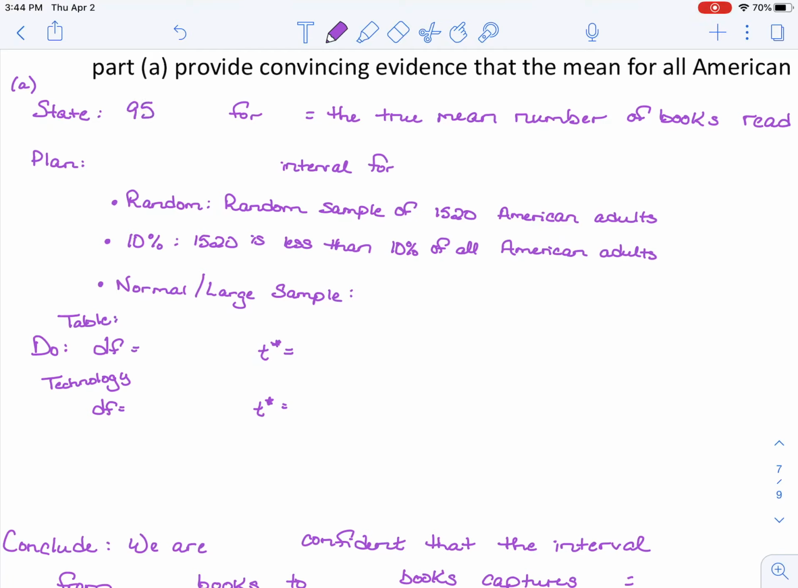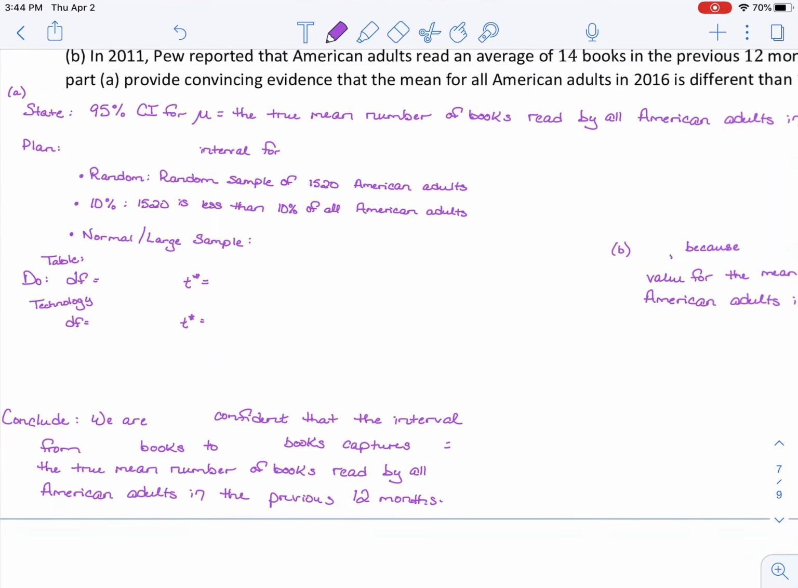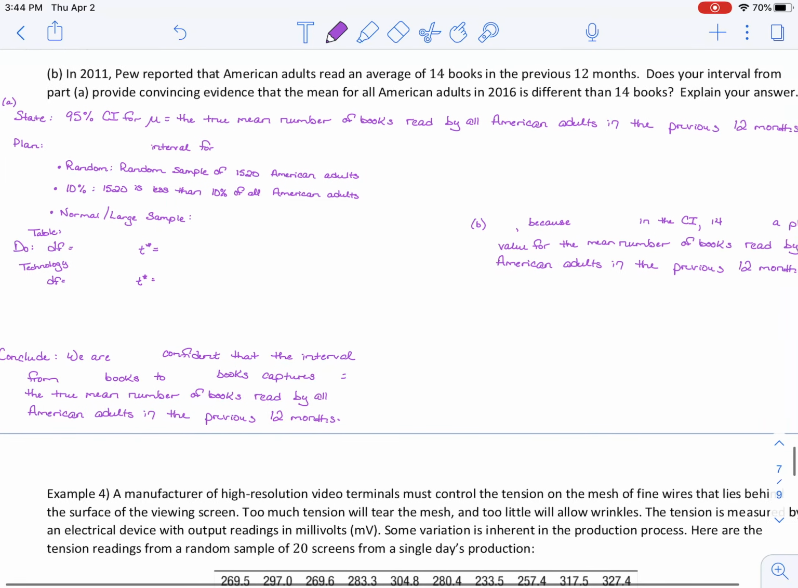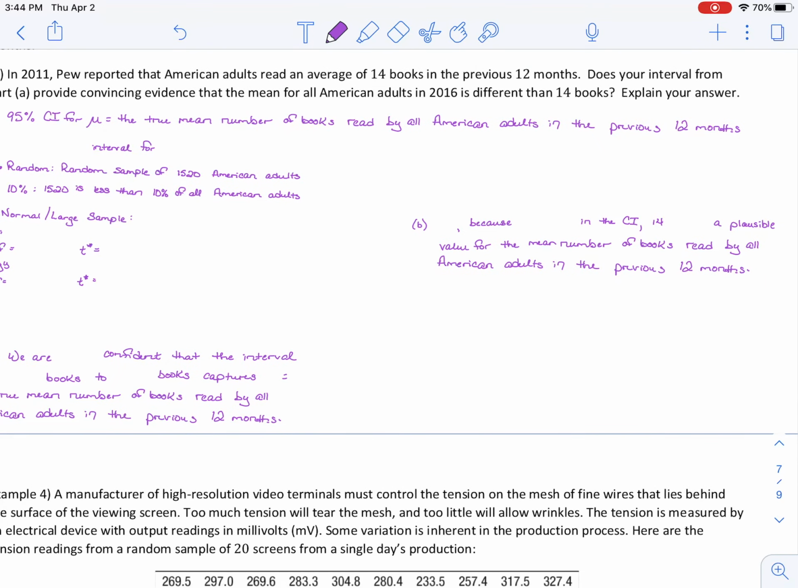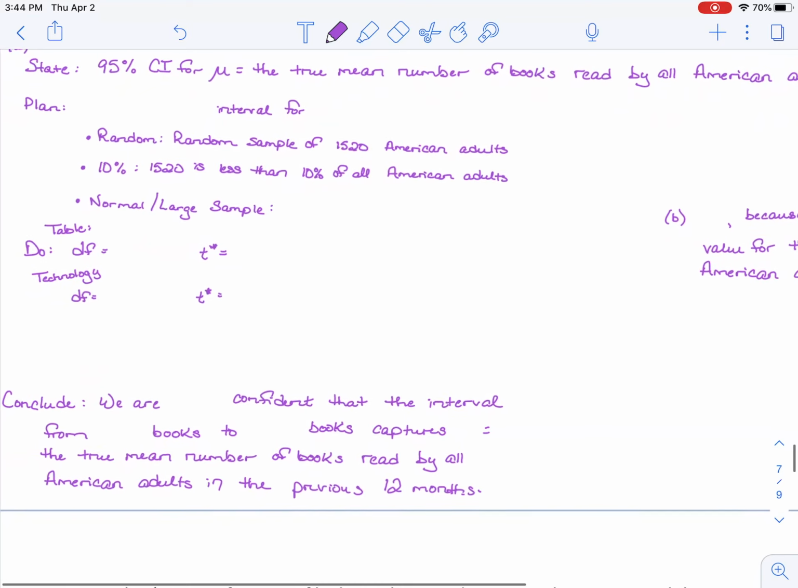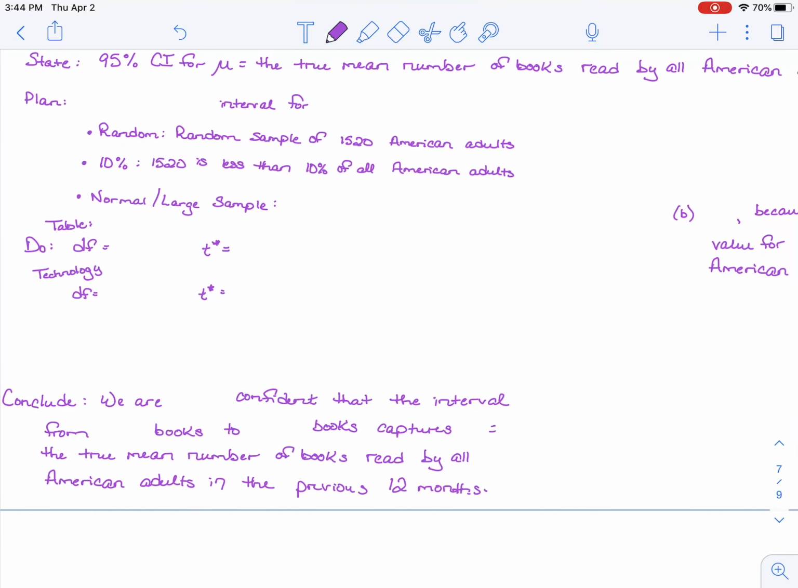The first thing is we're going to state what it is we're even doing. So this is a 95% confidence interval. And then I'm going to state what parameter we're trying to capture. We are not trying to capture p anymore. We're going for mu, and I'm going to put in context what that is. That's the true mean number of books read by all American adults in the previous 12 months.